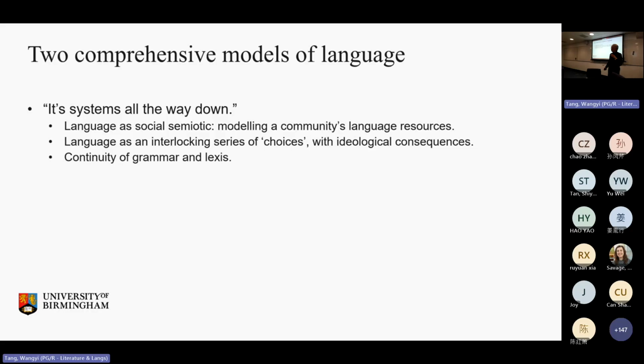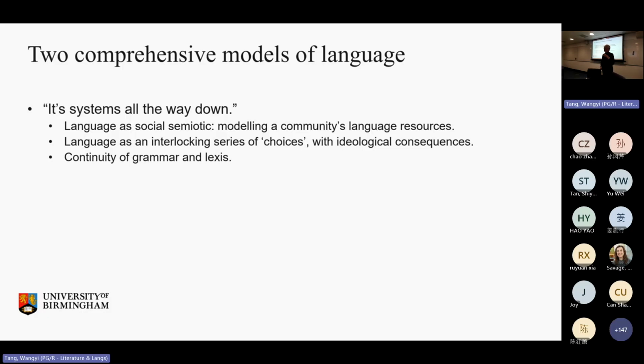So in a fairly recent book, Matheson has talked about systemic grammar and has said everything is systems. Everything in language can be explained in terms of systems. He's looking at language as a social semiotic. It models a community's language resources. Language is an interlocking series of choices with ideological consequences, and there is a continuity of grammar and lexis. But the significant thing here is it's systems all the way down.